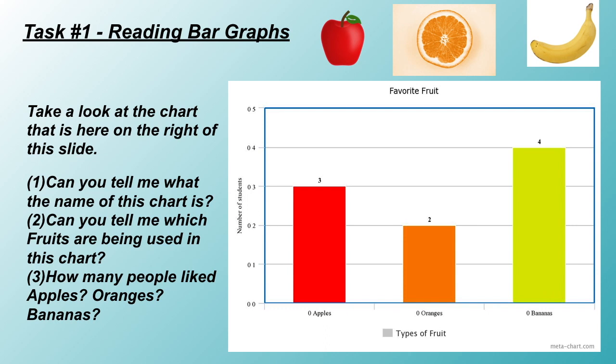For my third question, I need you to really think hard about this one. How many people liked apples, oranges, and bananas in this chart? Let's think for a second. If you said 3 people liked apples, your answer was correct. If you said 2 people liked oranges and 4 people liked bananas, then altogether, 3 plus 2 plus 4 equals 9. So altogether, we had 9 people that participated in this chart.